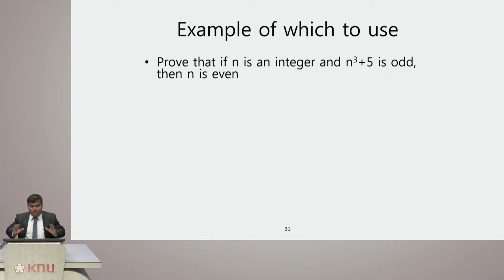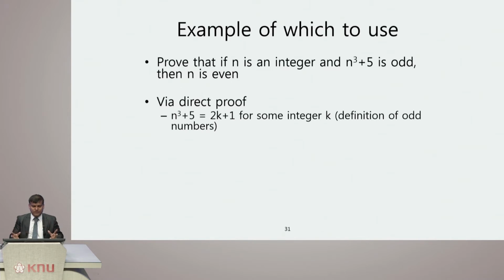Examples of which to use. Prove that if n is an integer and n cube plus 5 is odd, then n is even. Well, this is quite complex compared to the first one that we have seen. Let's see, it's not that much hard either. Let's try via direct proof.